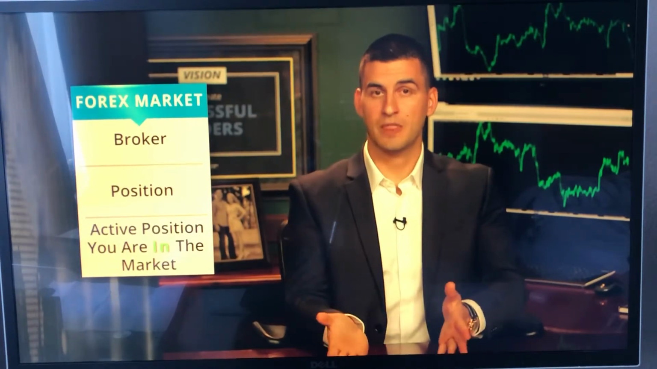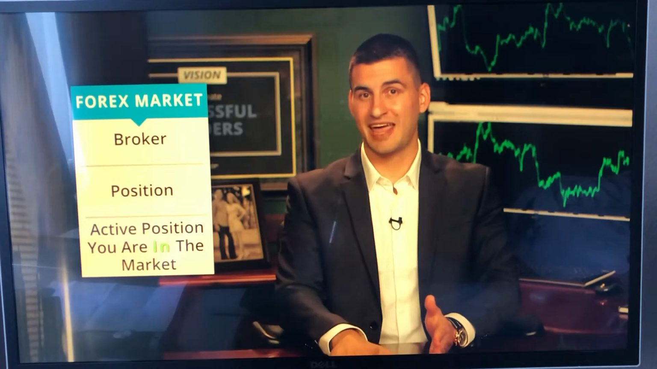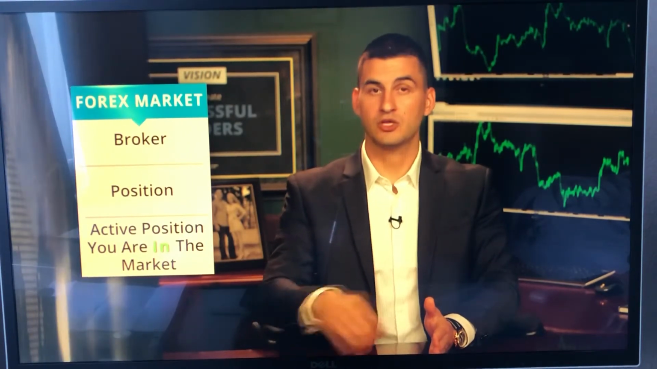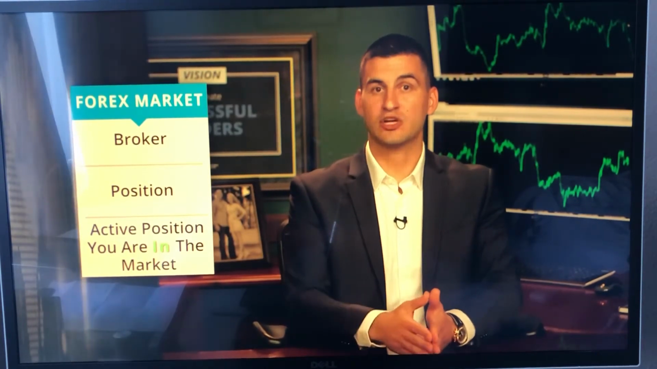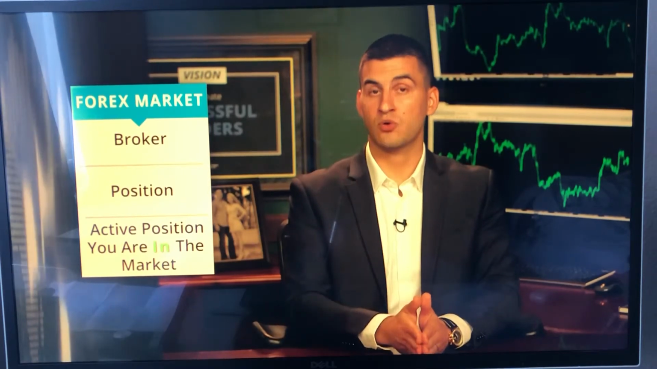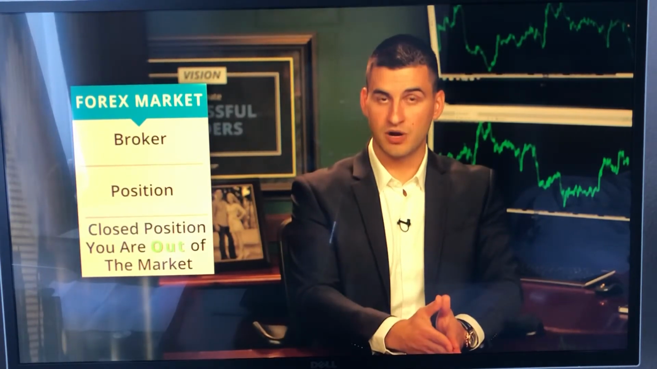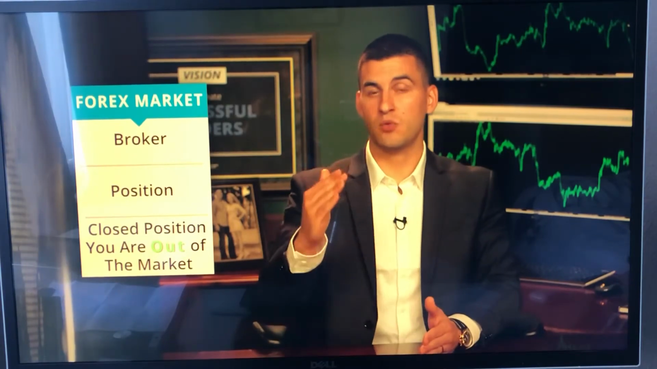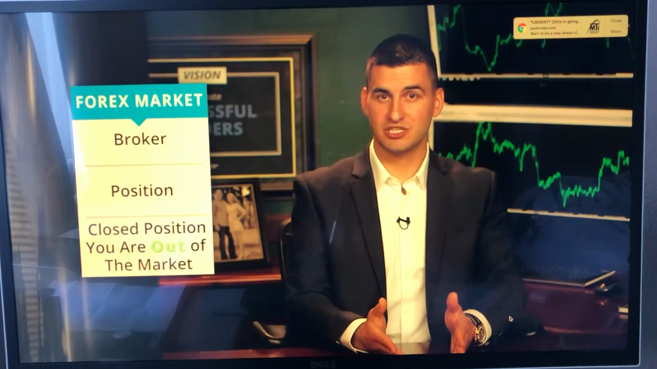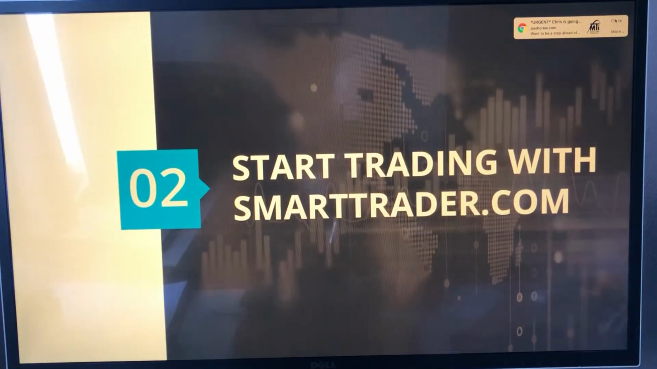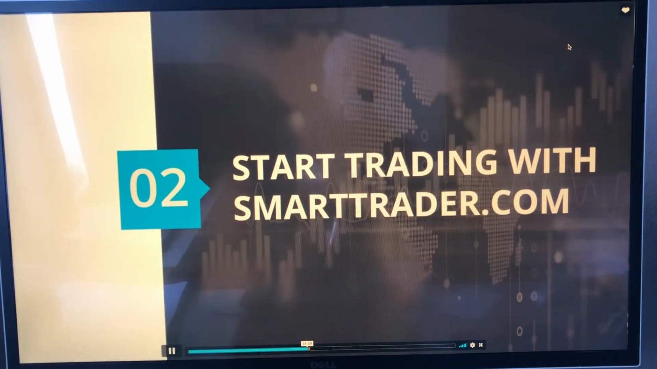Now, what is a position? Well, a position basically shows the status of your current trading opportunity. So there's an active position. Active position means you are physically in the market. A closed position means your opportunity or investment is done. You entered into the market and you closed out, whether you hit your limit, whether you hit your stop, or whether you closed out yourself. So again, a position can be active or a position can be closed. In our next chapter, we're going to talk about charting software, specifically smarttrader.com, and how you can utilize that to maximize your returns.